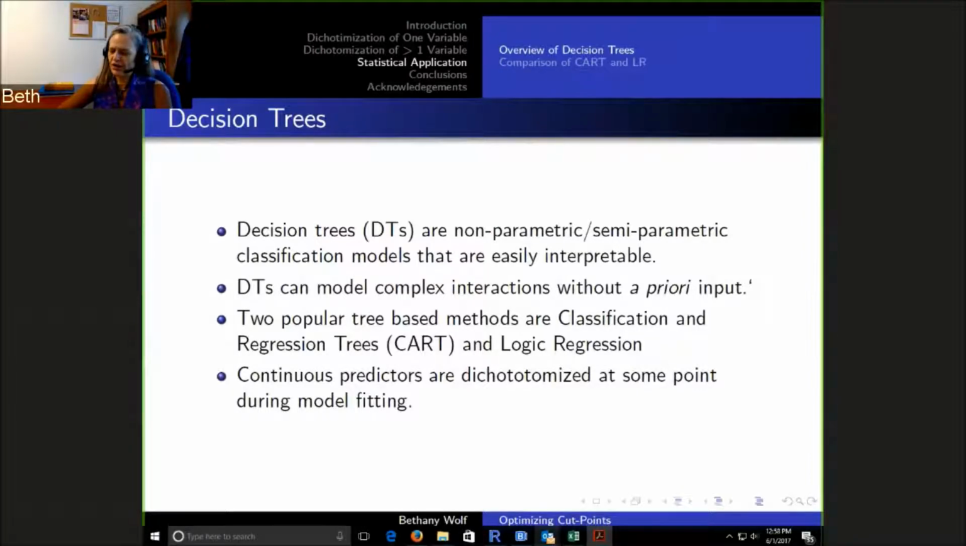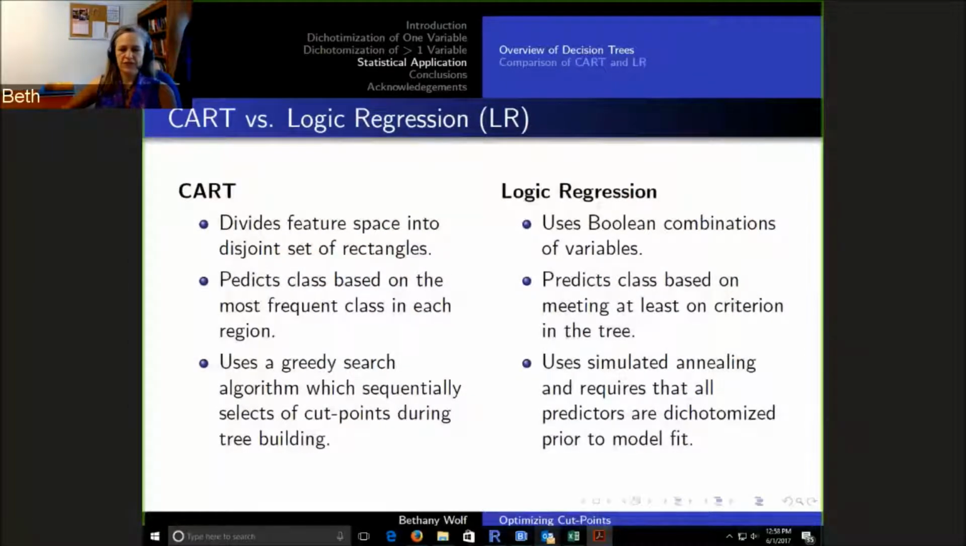They also require dichotomization, either when they're building the model or prior to building the model, and so that was the original impetus for any of the dichotomization studies, was for this application in decision tree setting. So two of the most popular methods are classification regression trees and logic regression trees. I'm guessing some of you have heard of CART. I don't know how many people have heard of logic regression. It was only developed in about 2005. And for both of them, as I said, continuous predictors are dichotomized at some point in model fitting. Now, there's a slight difference in these.